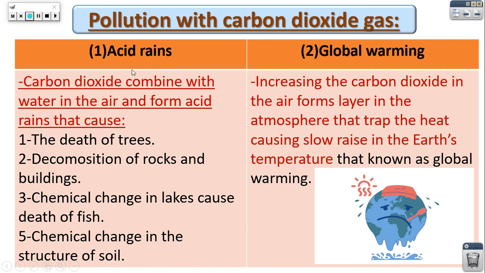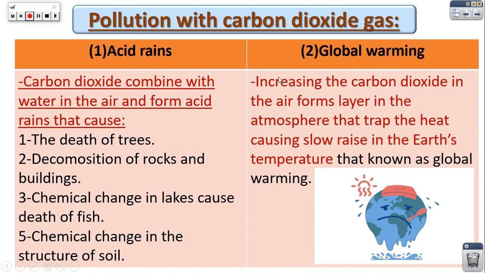Let's talk about the second very harmful thing that happens due to burning of fossil fuel and producing carbon dioxide gas, which is global warming. What is the meaning of global warming? At first, we must know that in our atmosphere, or in the air on the earth, the extra heat that the earth doesn't need is reflected to the space.